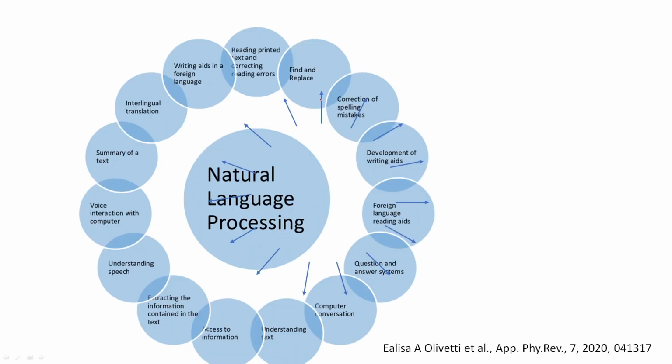So, natural language processing has many uses, hundreds of uses. It can be used for writing aids in foreign languages, find and replace words, correction of spelling mistakes, foreign language question and answer systems, conversations. Important ones are summarization of the text, extracting information out of the text, access to information and understanding the text. These are important for us material science engineering people.